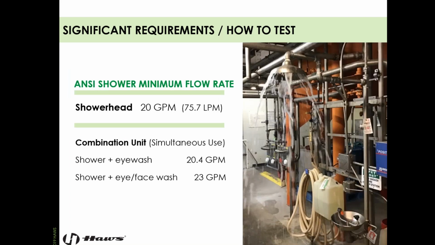So just to remind you of the combined GPM requirements for an eye wash or an eye face wash and shower: 20.4 GPM for a shower and eye wash, 23 GPM for a shower and eye face wash, because we have to consider the GPM requirements for both pieces of equipment. The one on the right here is a good example. The eye wash isn't even on in this photo, but you don't have nearly enough water to meet the manufacturer's requirements for that shower head.